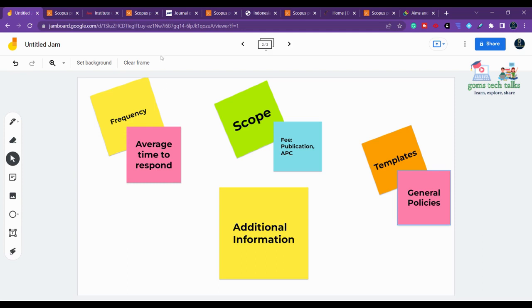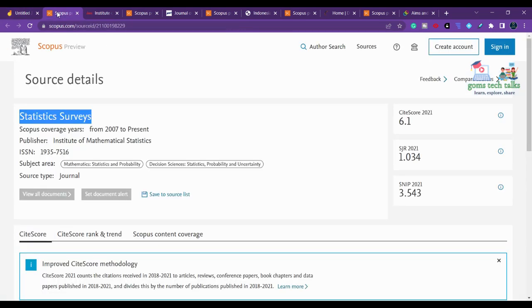So let us straight away go to the journal. The first journal is related to statistics, that is mathematics and decision sciences. I have checked, it is still there in Scopus. Anyhow, even if you are looking after 2 months or 3 months, please check again on the Scopus website.